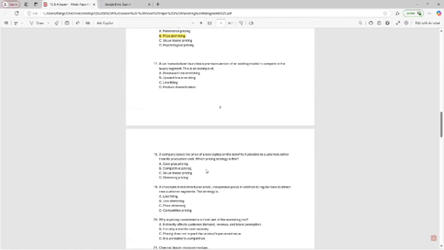So question number 17. A car manufacturer launches a premium version of an existing model to compete with the luxury segment. This is an example of a car manufacturer launches a premium version of an existing model. Downward line stretching, upward line stretching, both, or line filling? I think this is not a hard question. This is a simple one.